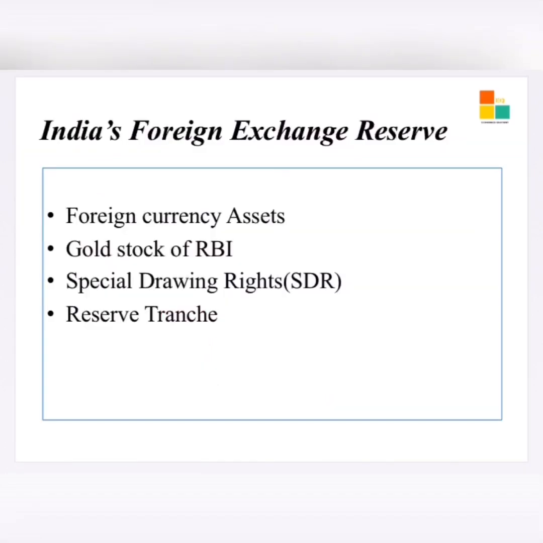These are the four components of India's foreign exchange reserves. They are foreign currency assets, gold reserves of RBI, special drawing rights, and reserve tranche position of IMF. Let's see each of these components in detail.